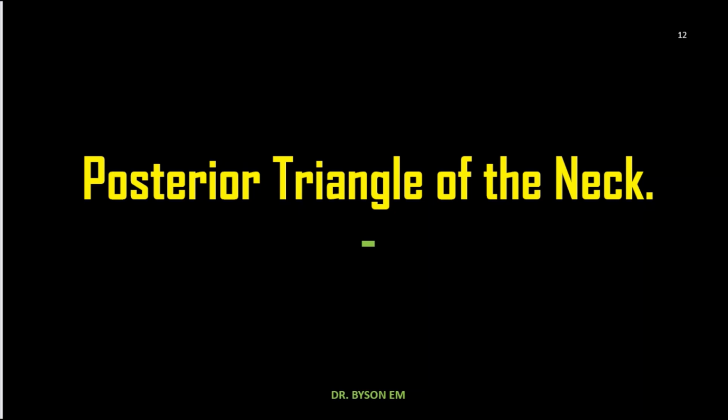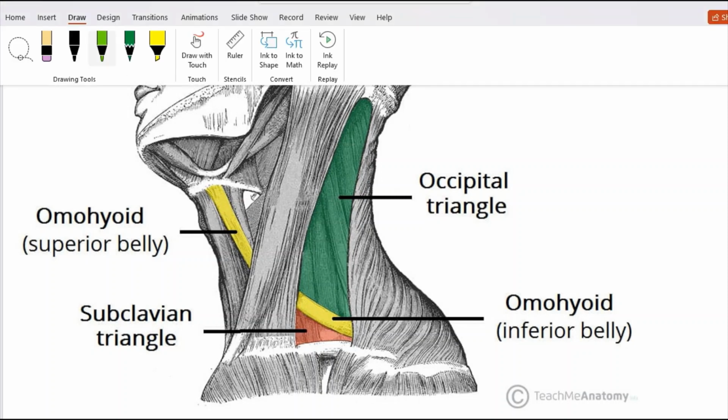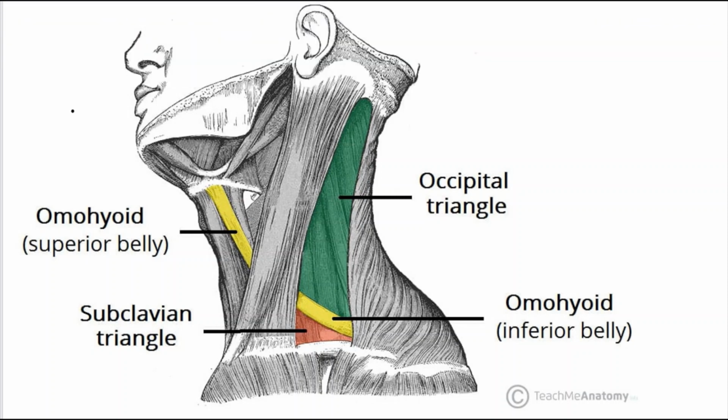So, the first thing that we're going to look at is the posterior triangle of the neck, a very high yield topic. So, this is the posterior triangle of the neck. What you must know is that the posterior triangle of the neck is subdivided into two triangles. It has the occipital triangle and it has the subclavian triangle.